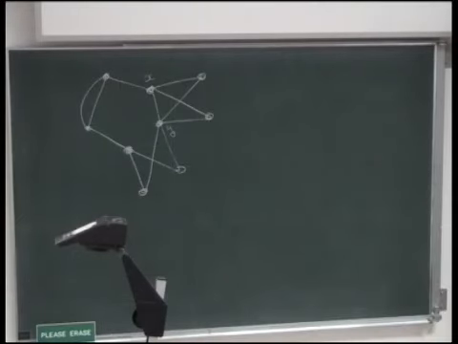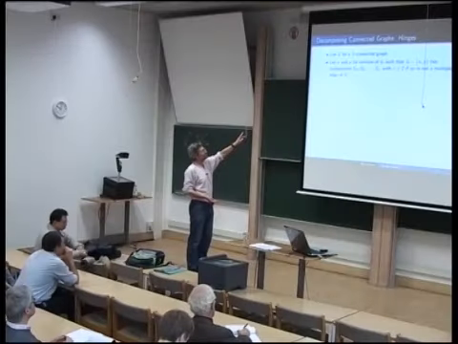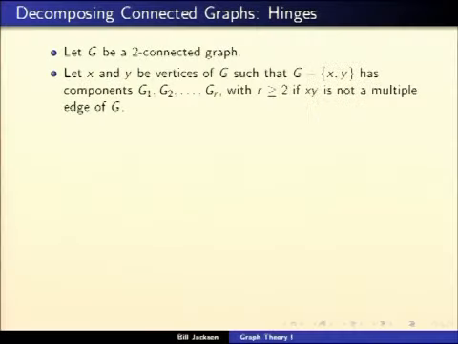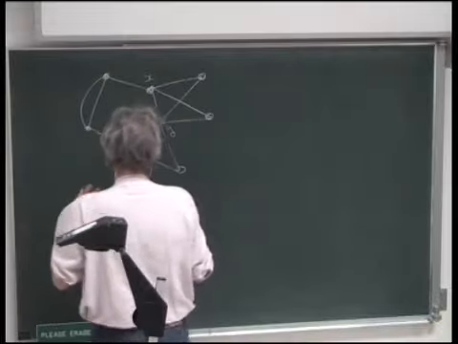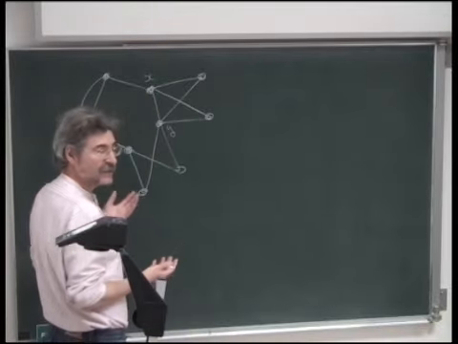So the idea is we have two vertices x and y, and usually x and y are going to be a two vertex cut. So they're going to separate the graph, and we're going to have several components. There is an exceptional case, which is if we have a multiple edge. So what we're going to do is we're going to decompose into three connected simple graphs.